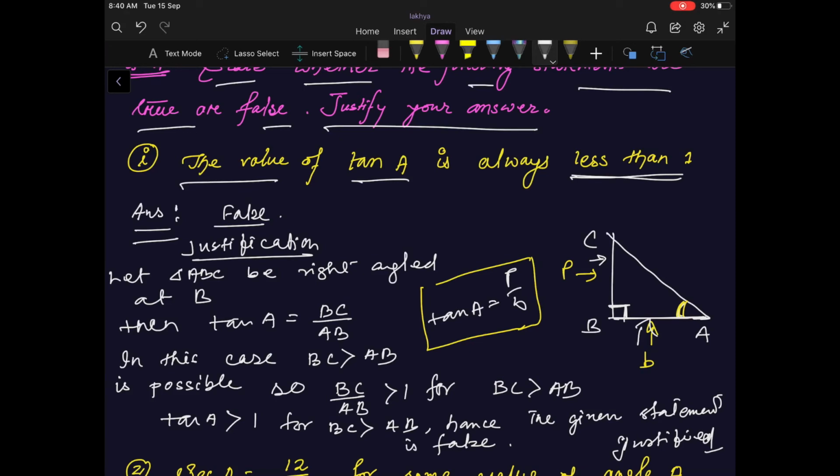So you see, in a triangle it is possible to have a right angle triangle where perpendicular is longer than the base. That's why it is possible to have a greater value than 1 of tan A. Greater value than 1, sorry.